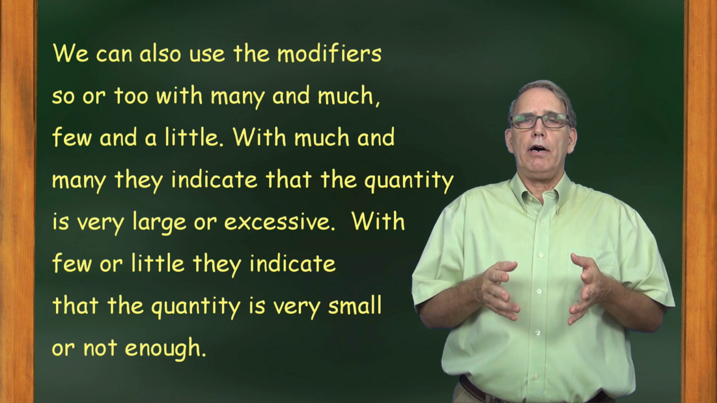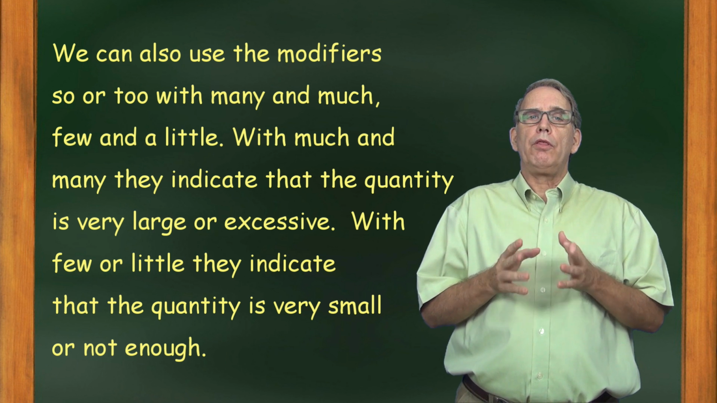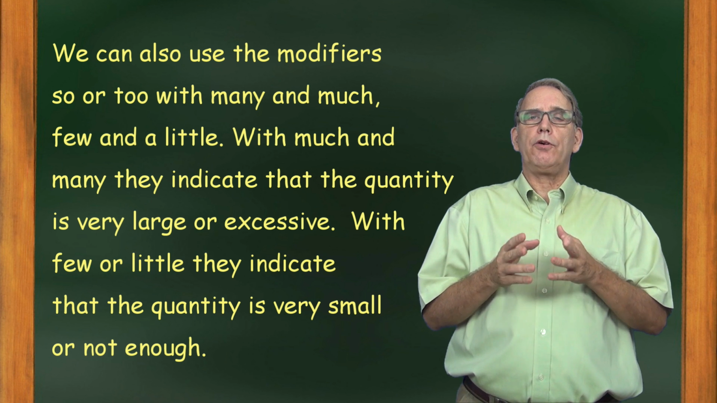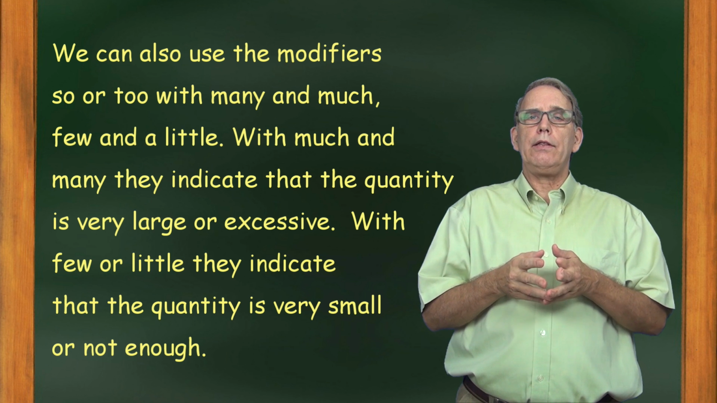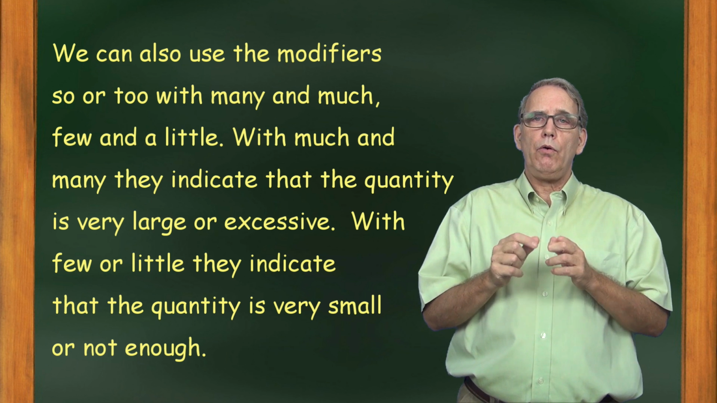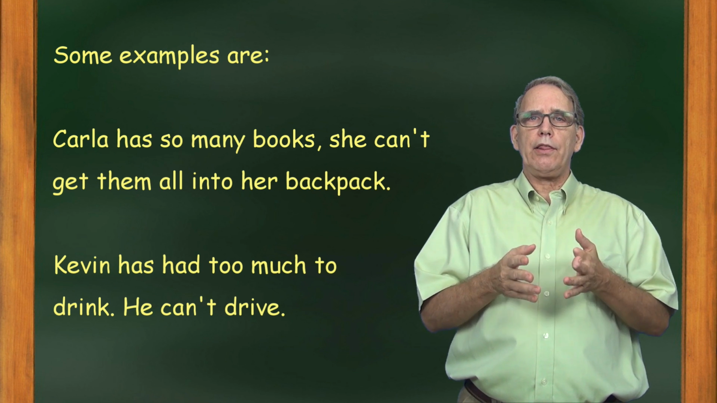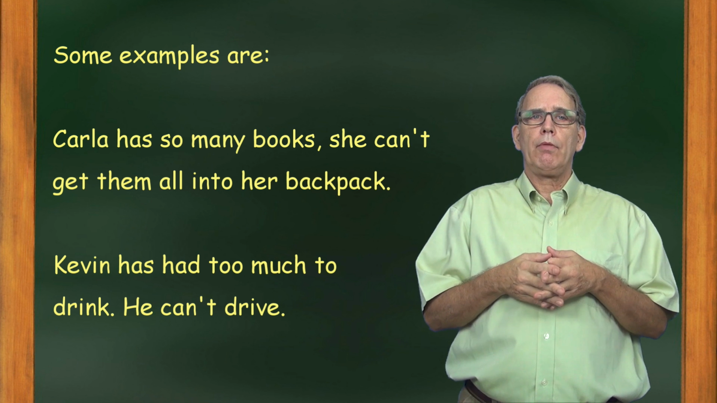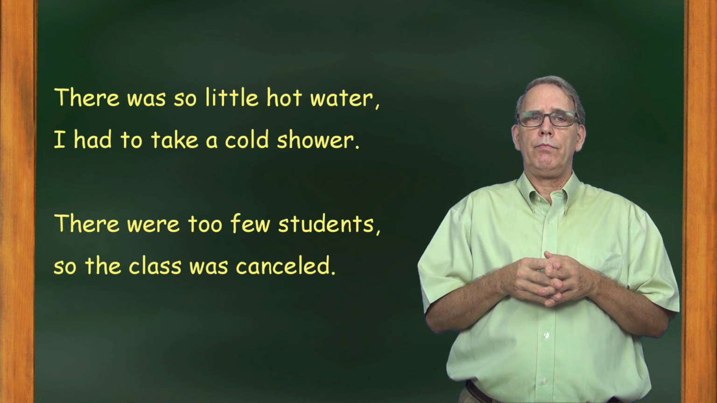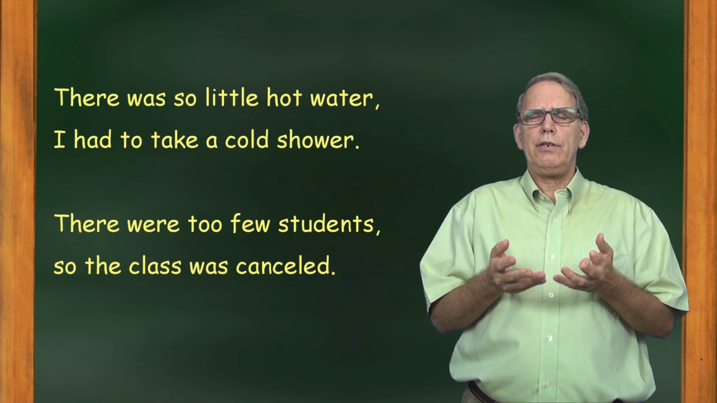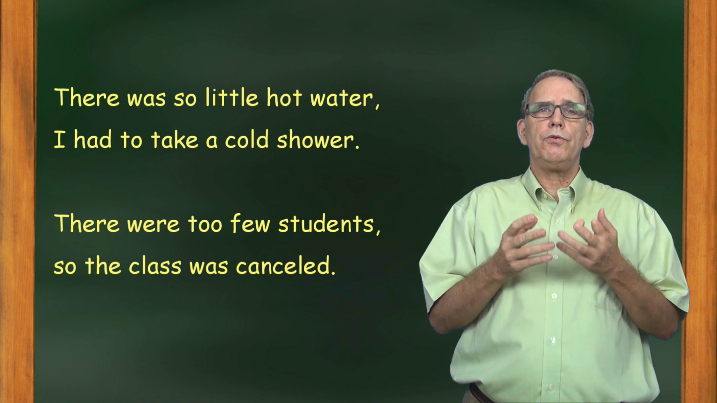We can also use the modifiers so or too with many and much, few and a little. With much and many, they indicate that the quantity is very large or excessive. With few or little, they indicate that the quantity is very small or not enough. Some examples are, Carla has so many books, she can't get them all into her backpack. Kevin has had too much to drink. He can't drive. There was so little hot water, I had to take a cold shower. There were too few students, so the class was canceled.